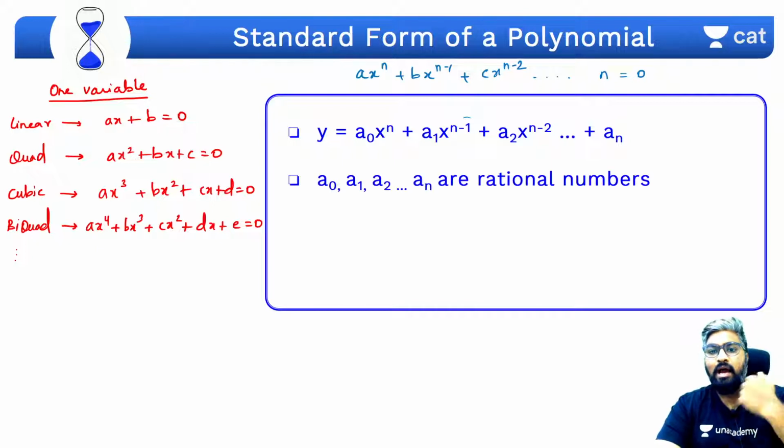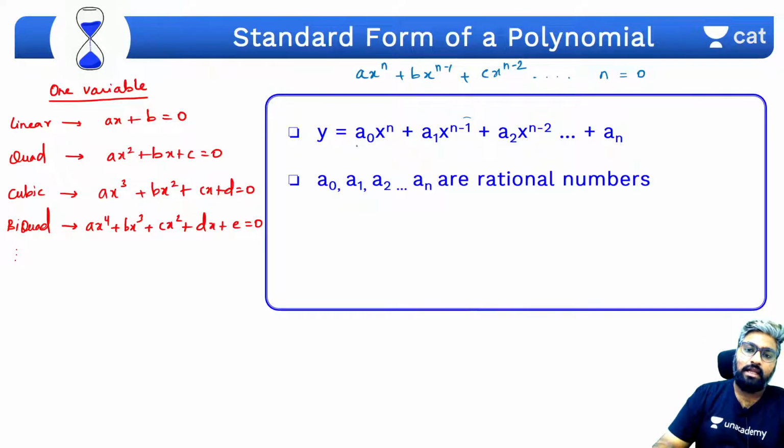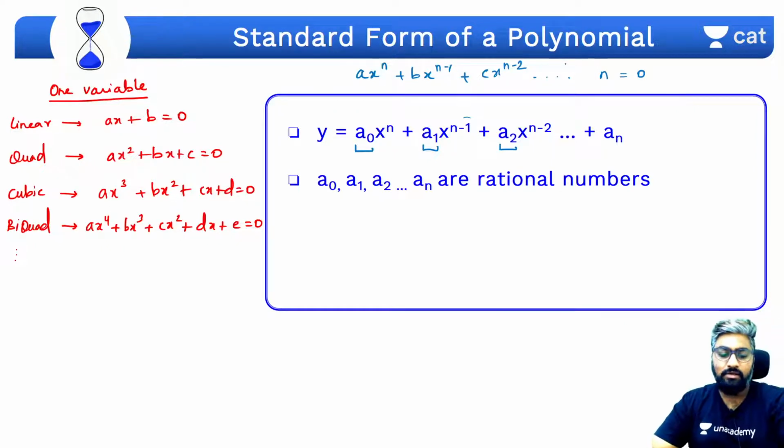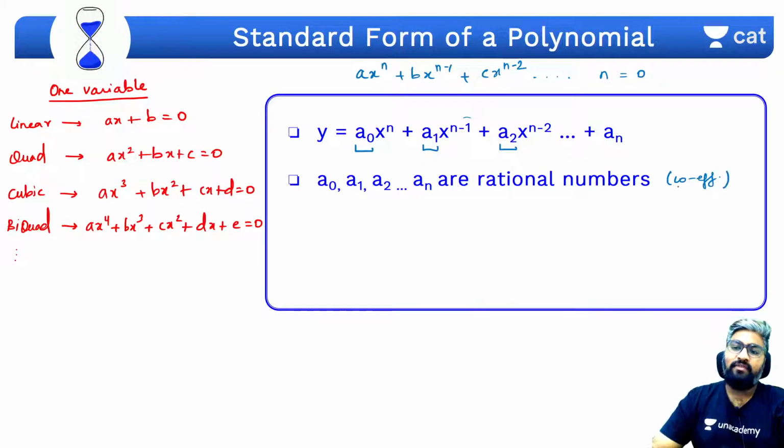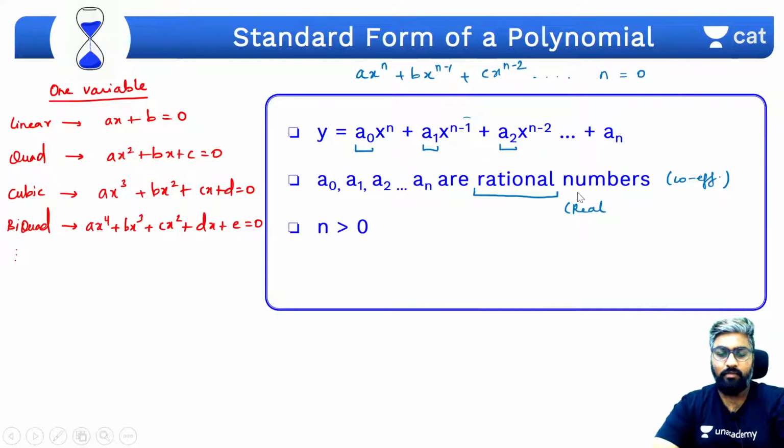Now a few things here. These a0, a1, a2 or a, b, c, d, what do we call them? Coefficients. Coefficients are terms that get associated with the variables. These numbers must be real and they must be rational. They must be real numbers. Only then it's a polynomial.